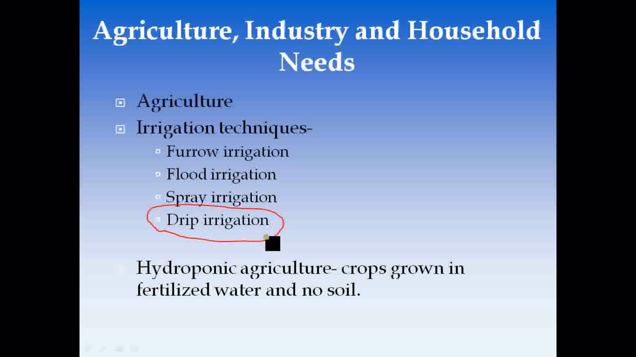But basically, instead of wasting water by flooding the farmland or furrowing, you'll see pictures of that, or spraying, rather than do these things, you're just putting water on the ground and hoping it will get to the plant. Drip irrigation is a technique that's used to actually put the water right in the soil, right where the plant roots are. Drip irrigation. And then we'll talk a minute about hydroponics.